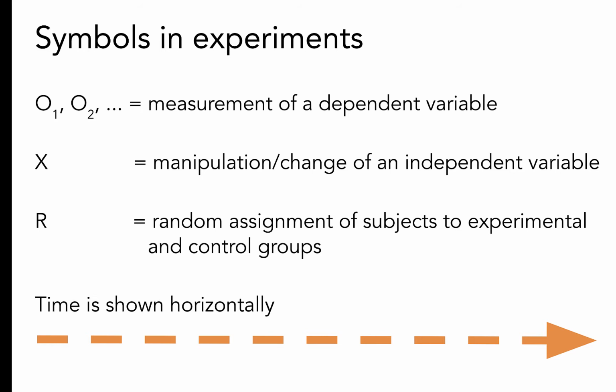X refers to the manipulation or change of an independent variable, so basically your experimental treatment or stimulus. R stands for randomization, so random assignment of respondents or participants, subjects we call them, to the experimental group or the control group. And then time is shown horizontally, so going from left to right is how time passes by in the course of an experiment.